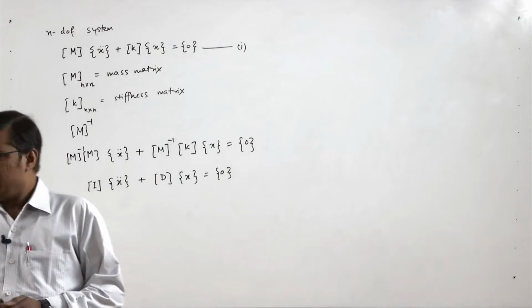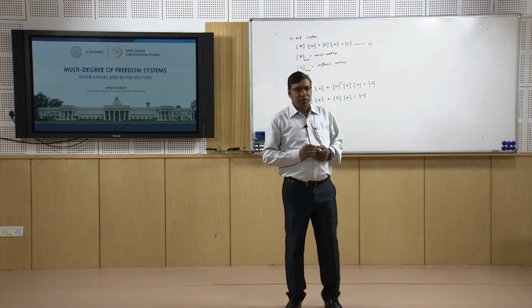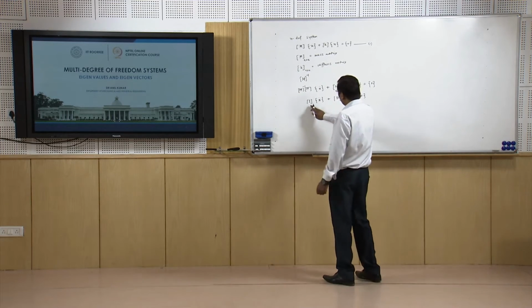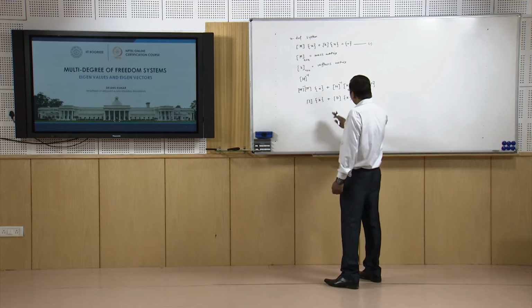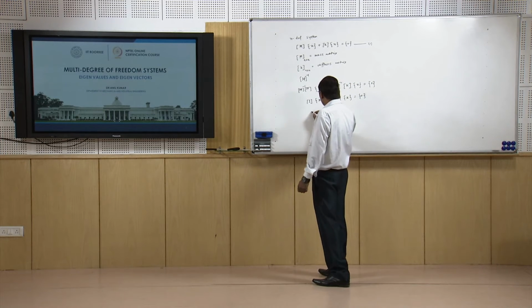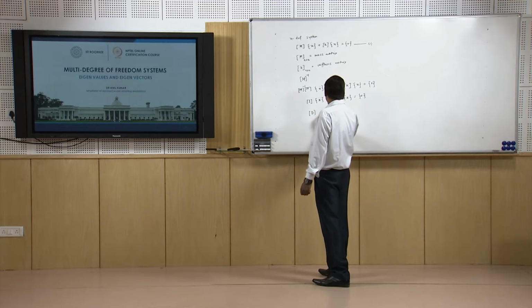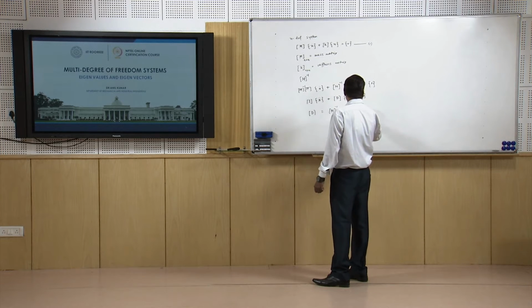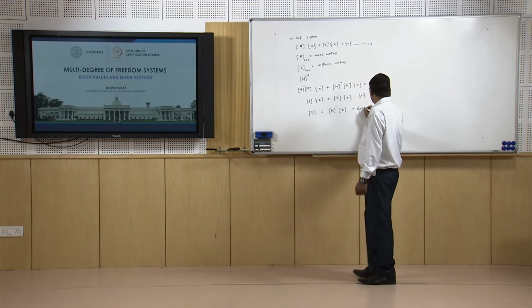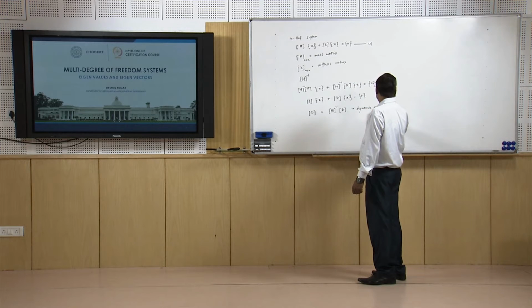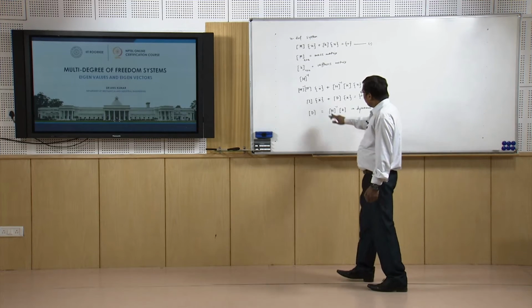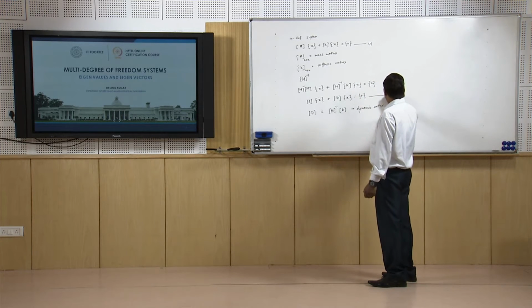So when we multiply the inverse of the mass matrix with the mass matrix, it gives an identity matrix. Now here D is the dynamic matrix. So D is equal to M inverse into K, that is the dynamic matrix. So this is equation number 2.